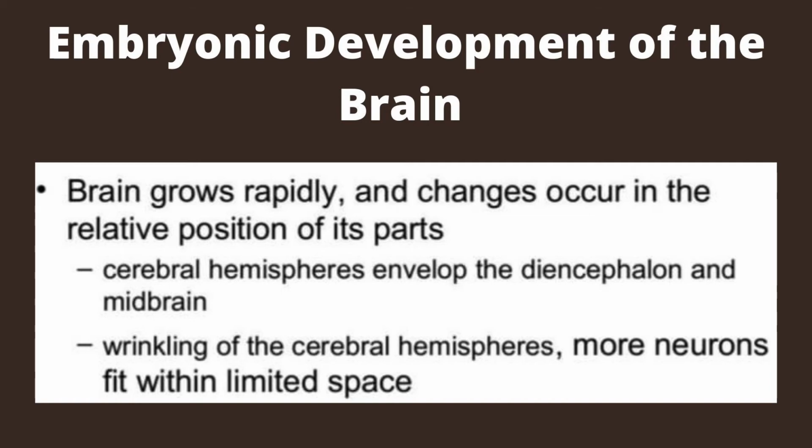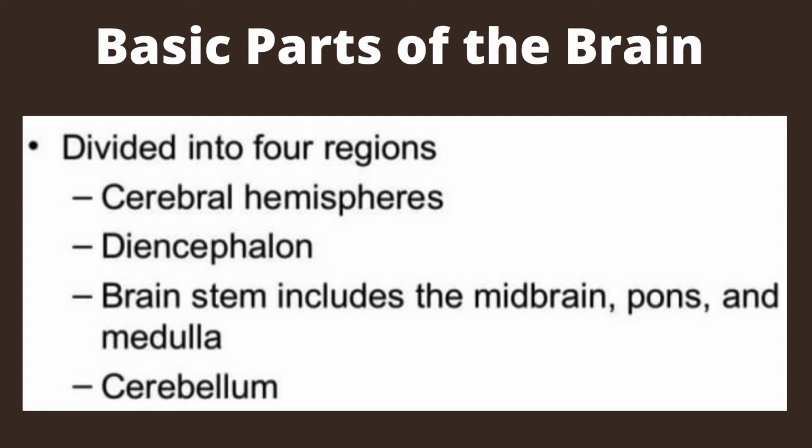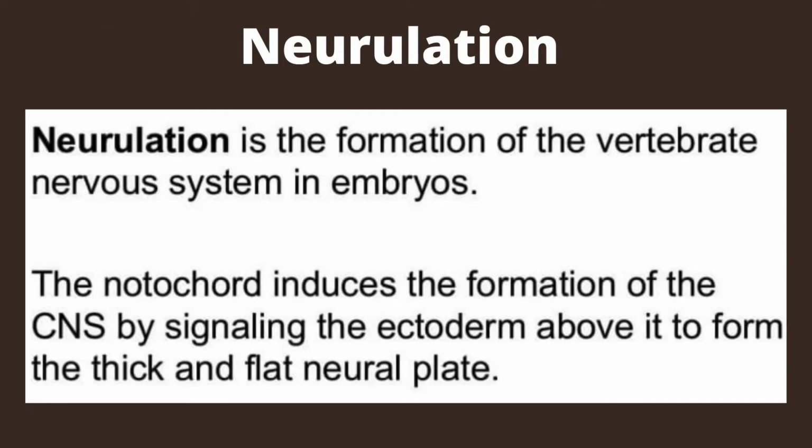Then we will talk about basic parts of the brain. It is divided into 4 regions. First one is cerebral hemispheres, second one is diencephalon, third one is brainstem which includes the midbrain, pons and medulla, and fourth one is cerebellum. After that we will talk about neurulation.